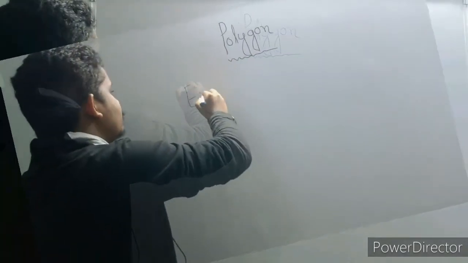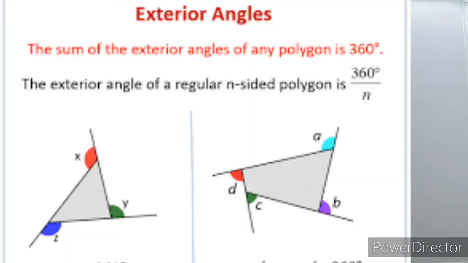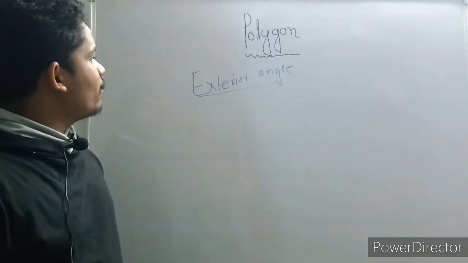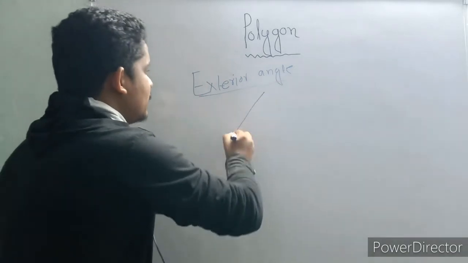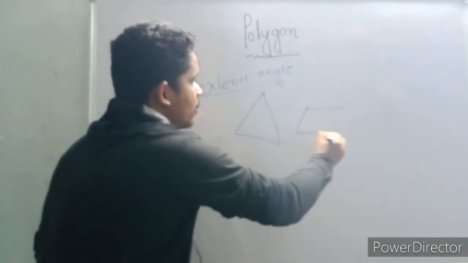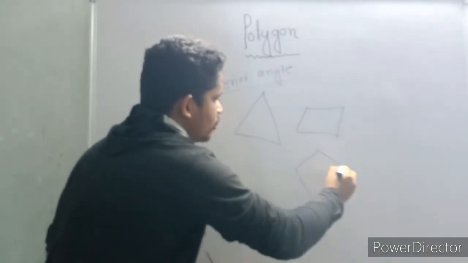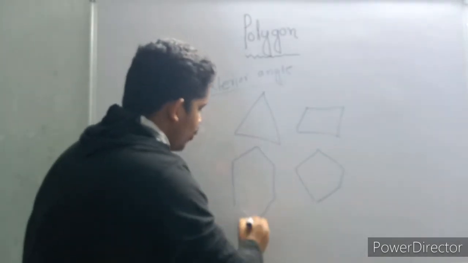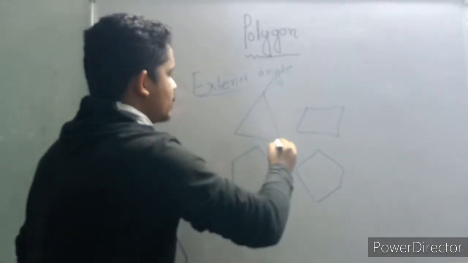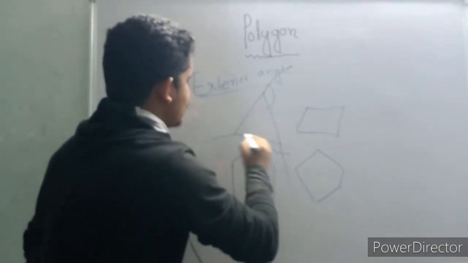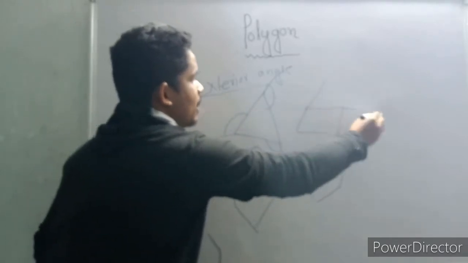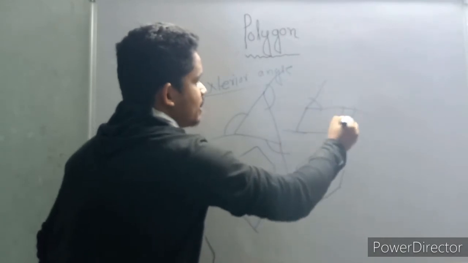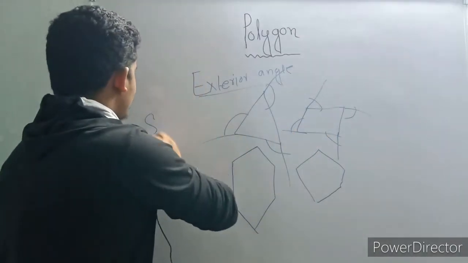For the exterior angle of a polygon, please remember this thing. Irrespective of the number of sides of the polygon, the sum of the exterior angles of a polygon is always 360 degrees. Whether it is a triangle, a quadrilateral, a pentagon or a hexagon, the sum of the exterior angles is always 360 degrees.